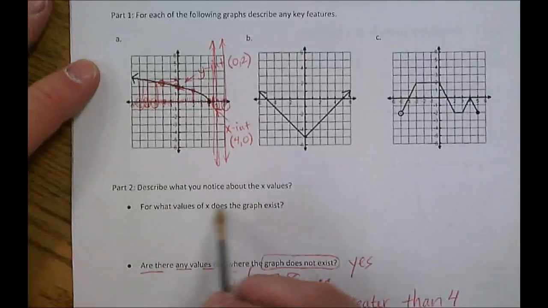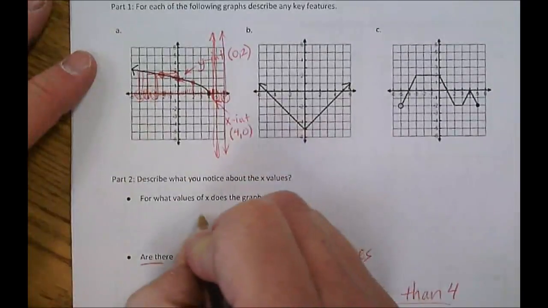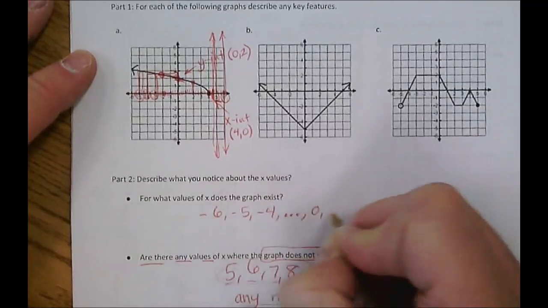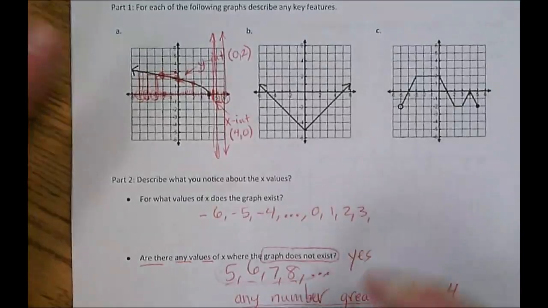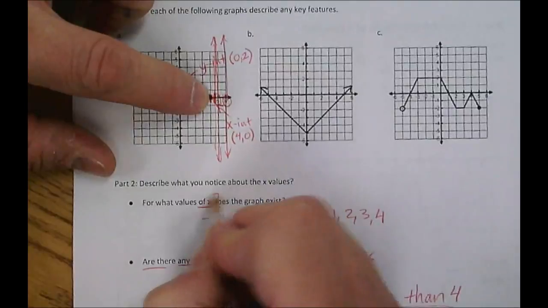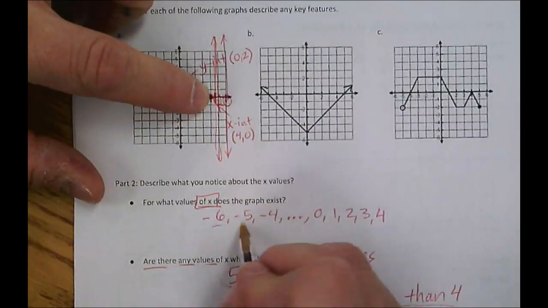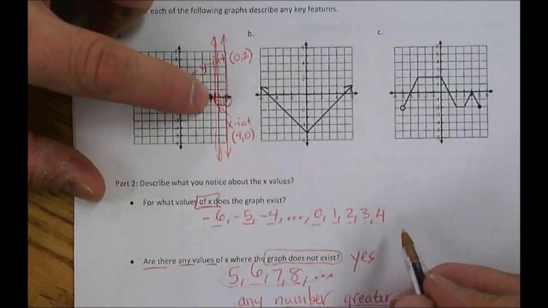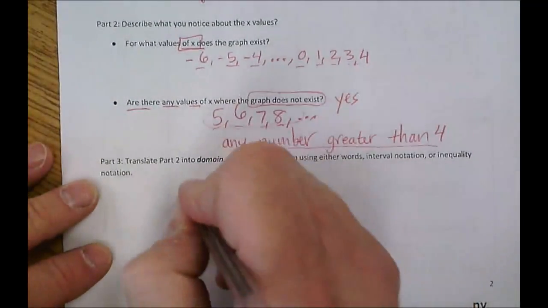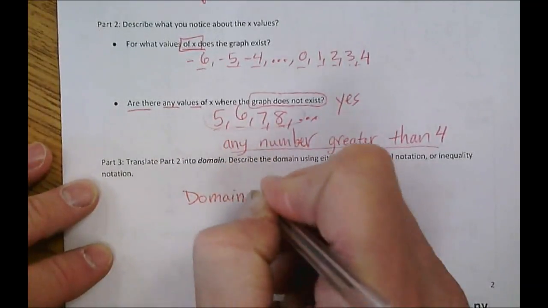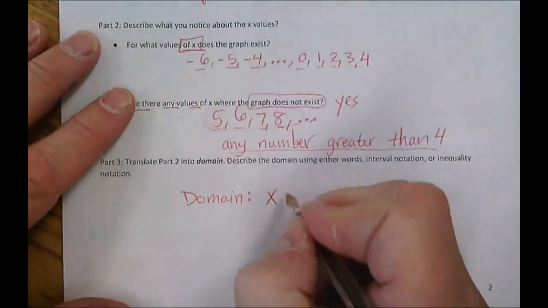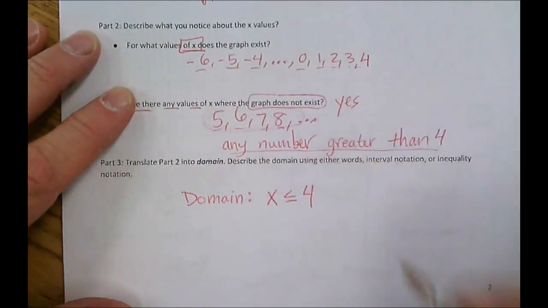To go back and answer what goes in the second bullet, there's things like -6, -5, -4, skip a few, 0, 1, 2, 3, even 4. 4 is a filled-in circle. So 4 is also a place where the graph exists given that you pick an x value. So to turn this into a domain, let's also use the proper word, domain of the function. It's any number x that is less than or equal to 4.